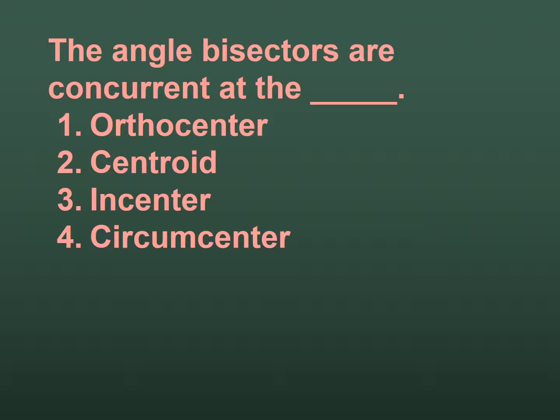The angle bisectors are concurrent at the blank. So the orthocenter and centroid are connecting the vertex to the opposite side. So you know that this is not the orthocenter or the centroid. And so it's either going to be the incenter or the circumcenter. The circumcenter was the one where we had segment bisectors. The incenter was the one with the angle bisectors. So this would be incenter. The angle bisectors are concurrent at the incenter.